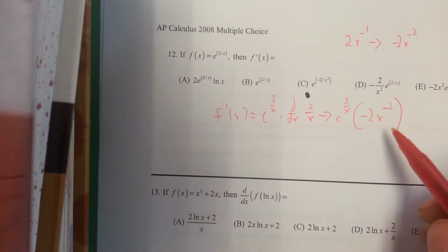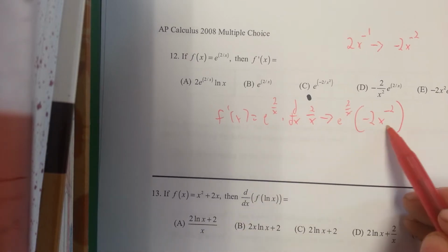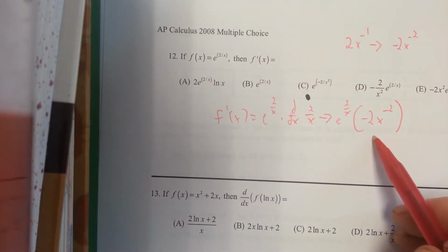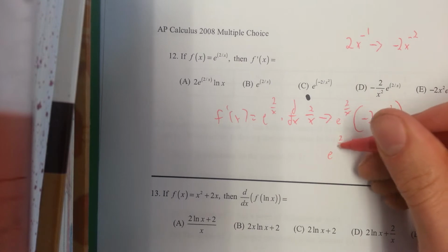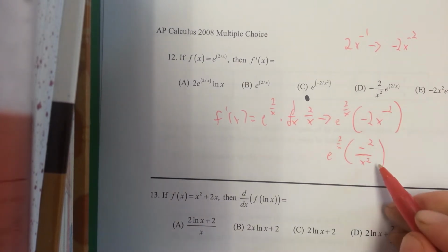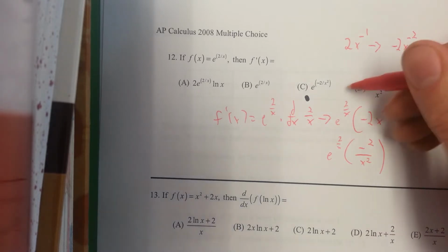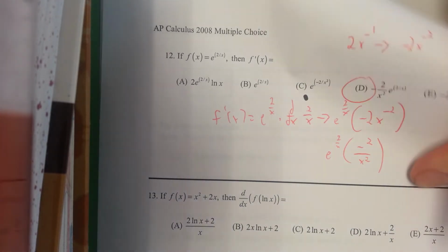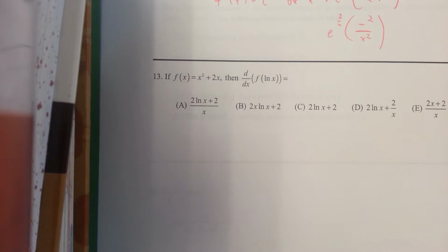And then we cross our fingers and we're like, oh, wait a second. I thought that was the answer. It's none of those things. Sometimes you have to rewrite it. So it's e to the 2 over x. This gets rewritten as negative 2 over x squared. Please be one of our answers. Boom, it is. It's D. Great, wonderful. D. Terrific. Okay, 13.